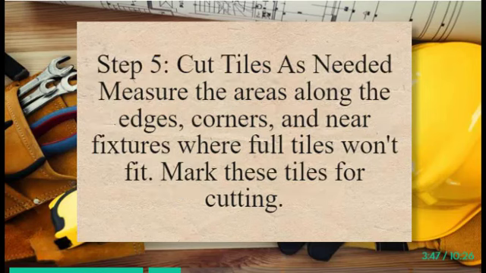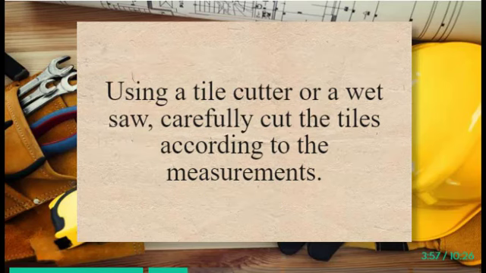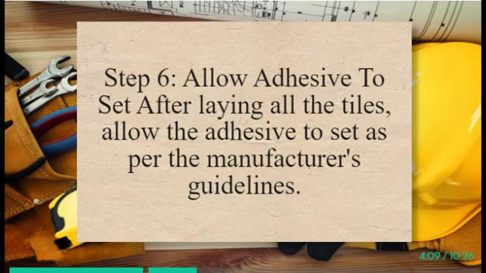Step 5. Cut tiles as needed. Measure the areas along the edges, corners, and near fixtures where full tiles won't fit. Mark these tiles for cutting. Using a tile cutter or a wet saw, carefully cut the tiles according to the measurements. Double-check the fit before applying adhesive and placing the cut tiles into the gaps. Precision is key here to ensure a seamless appearance.